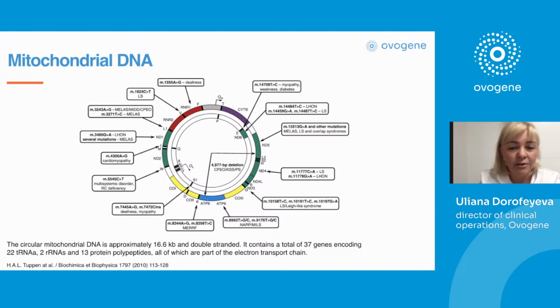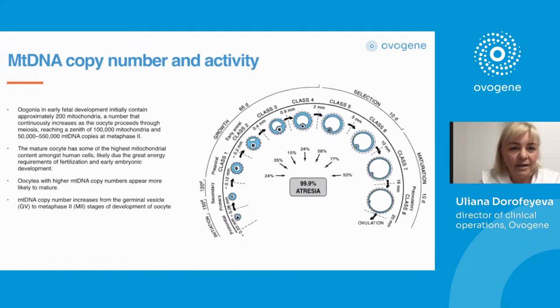The understanding of the function is important. It consists of 37 genes, which encode RNA and protein polypeptides, and we know that copies of the mitochondrial DNA are present in almost every cell in our body, and that's essential for growth and further development.